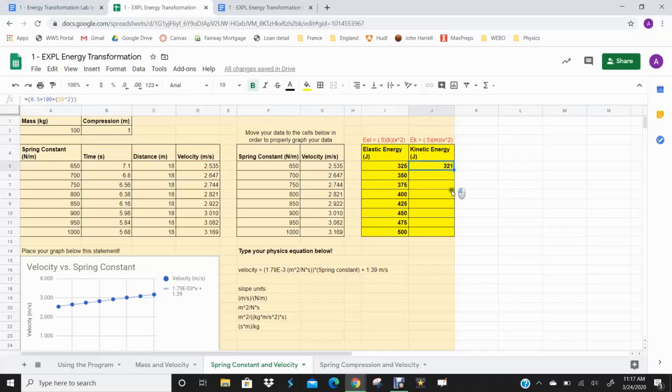321 versus 325, not bad. So this one was exact. This one's almost exact, almost. So yeah, these are really good. So these came out well. You can see here, once again, this is a different test, but we're showing that no matter what, it doesn't matter what we change, these elastic energies are equal to the kinetic energy that Trevor gains, right?